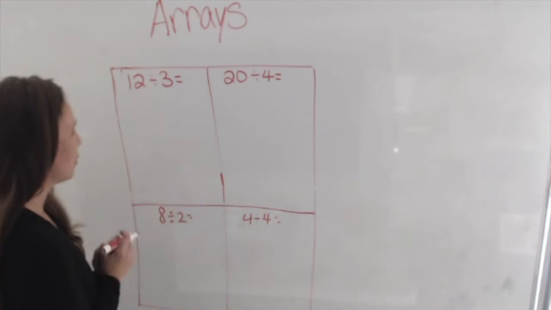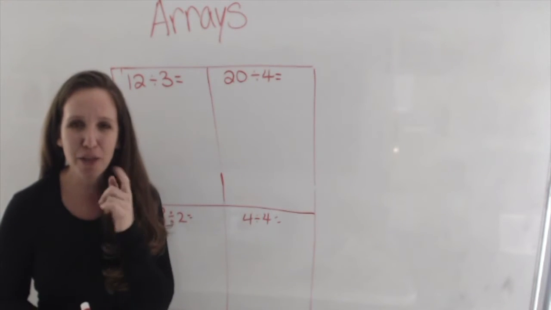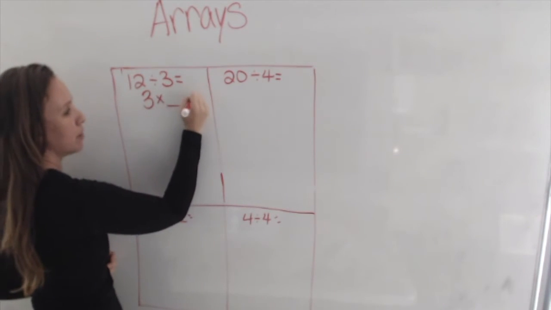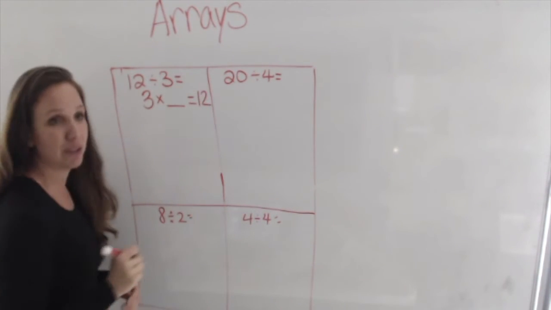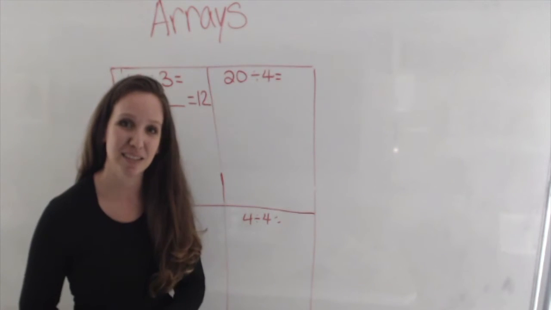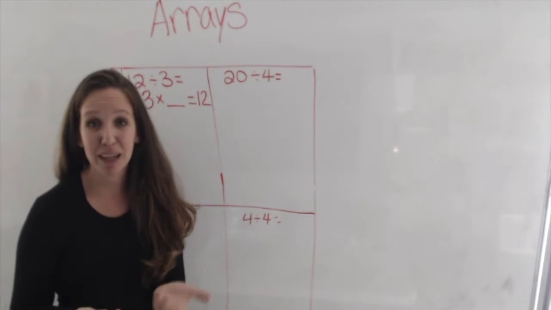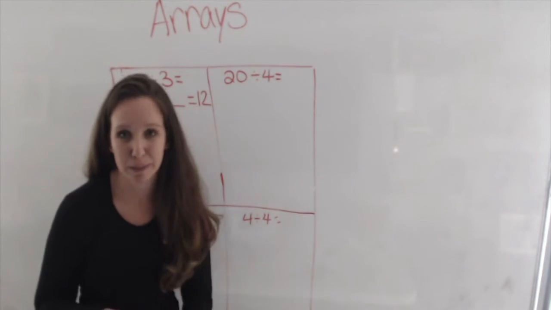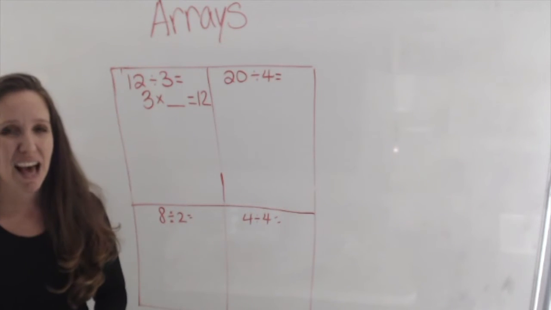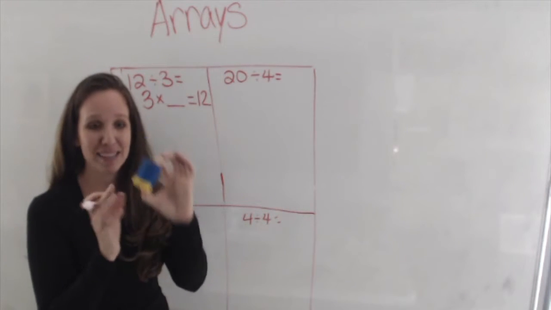So the first problem we have here is 12 divided by 3. Another way I can say this is 3 times what number is 12? Which means, in total, I need how many dots? 12. And I'm going to have how many rows or columns? I'm going to have 3 and something else. Now the trick is, I have to figure out what the other number is using all of my dots.